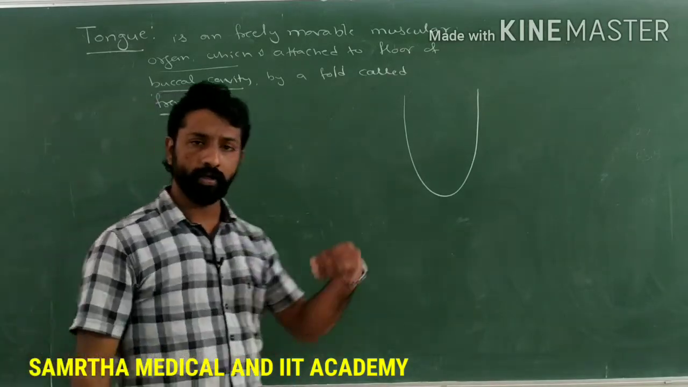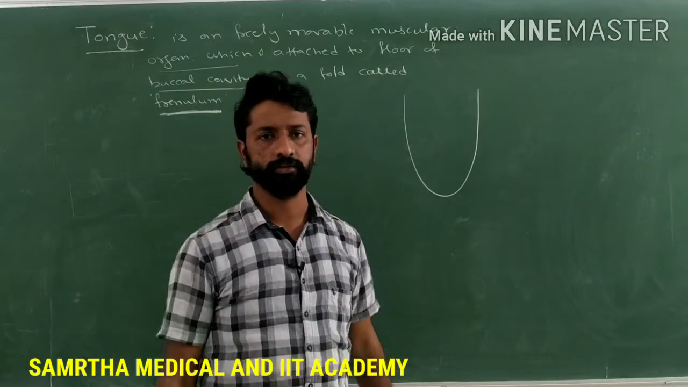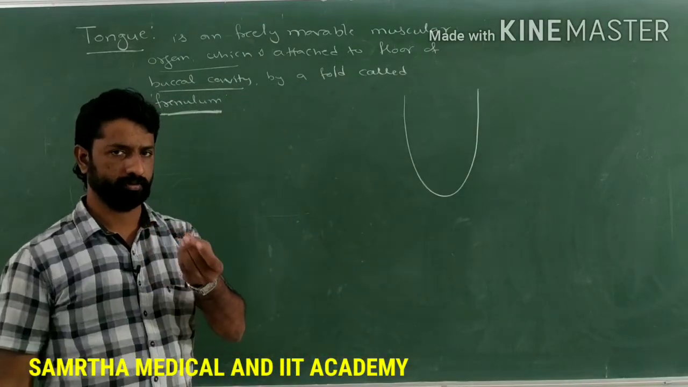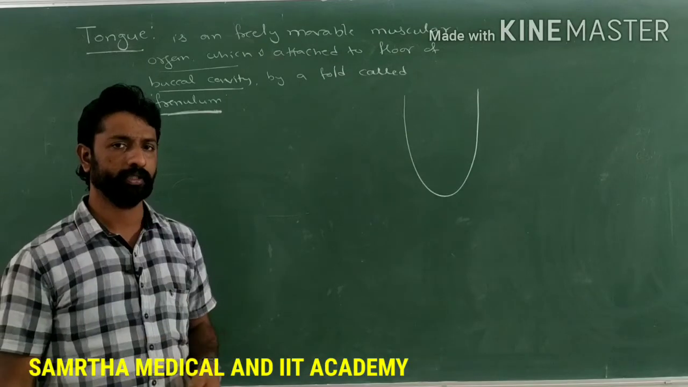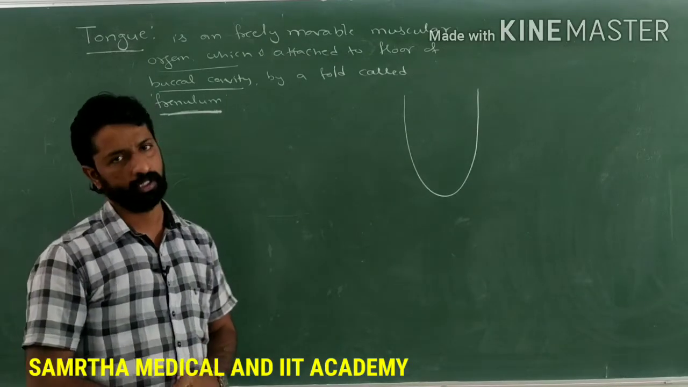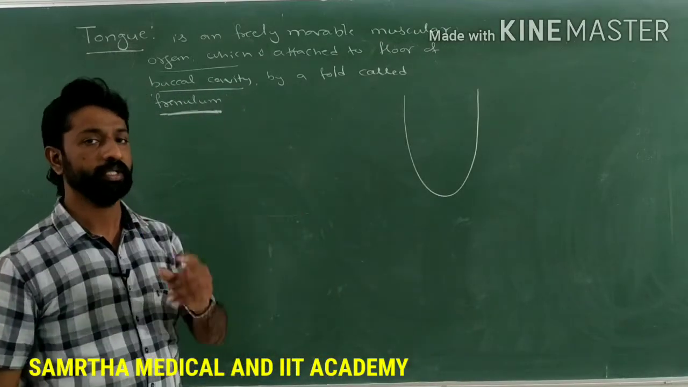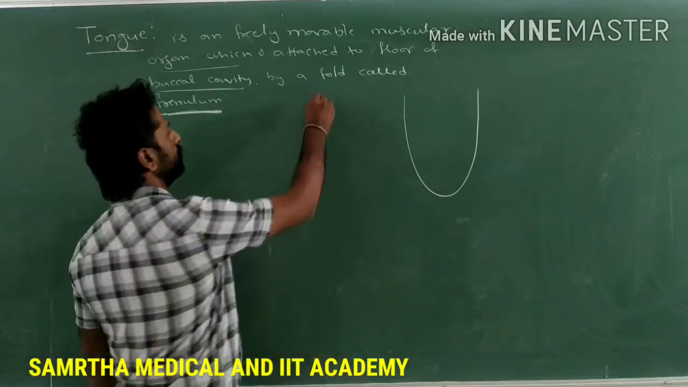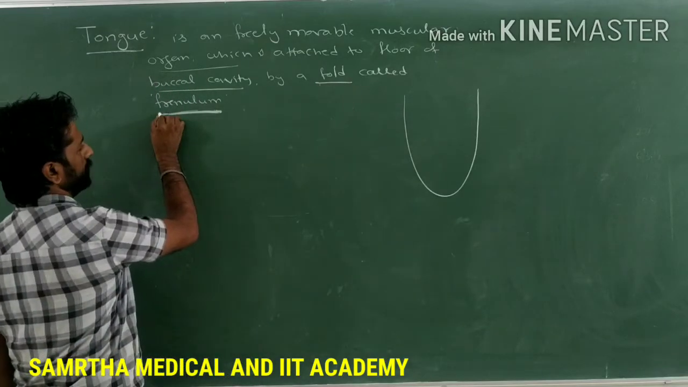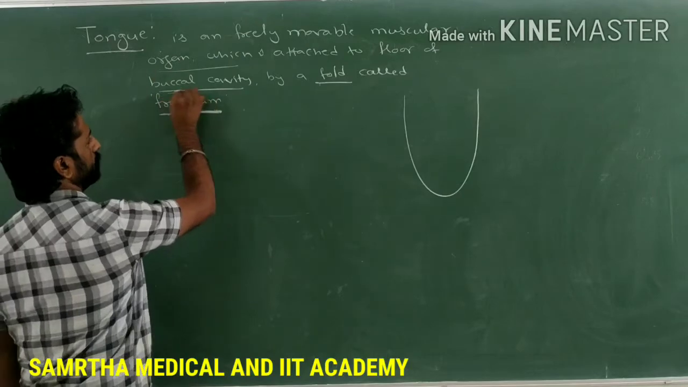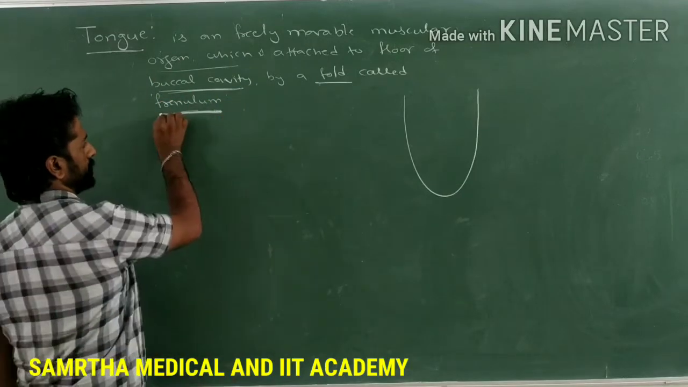Like the superior labial frenulum, which attaches the upper lip to the gum, and the labial frenulum which attaches the lower lip to the gum. Similarly here, a fold which is present in the oral cavity which attaches the tongue to the floor of the buccal cavity is called the frenulum.